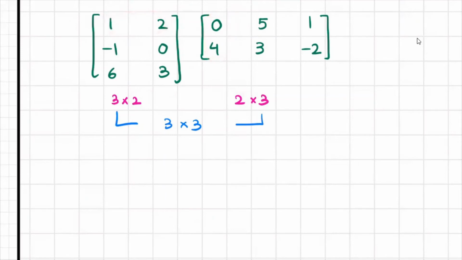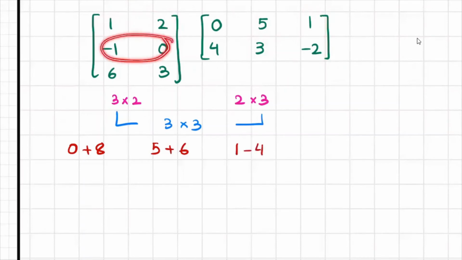We would be getting 1 times 0 is a 0, 2 times 4 is a plus 8. Then we have the first row again and the second column, which is 1 times 5 is 5 and 2 times 3 is a 6, so a plus 6. Then we have the first row and the third column. So 1 times 1 is 1, 2 times minus 2 is minus 4.